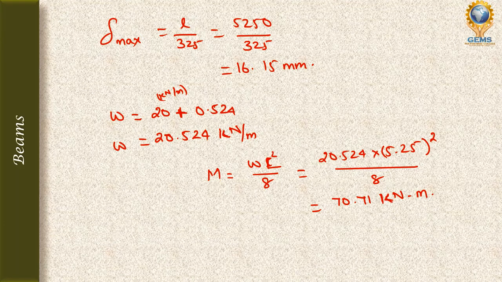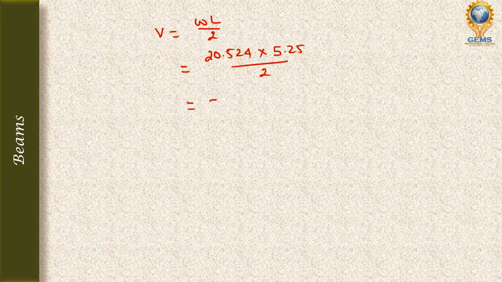So this is our maximum bending moment. Next, the maximum shear force. V is equal to WL by 2, since it is a simply supported beam. W is 20.524 into L, which is 5.25, by 2. So the value is 53.88 kilonewton. Now we know the maximum bending moment and maximum shear force.